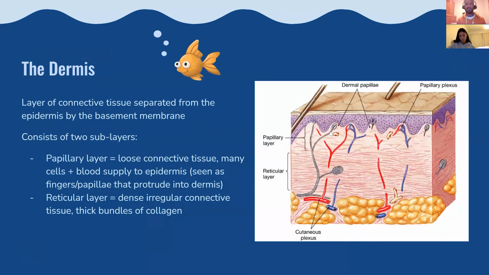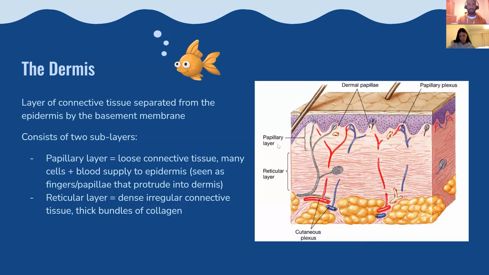Okay, and I mentioned before, the dermis is sort of the main action area. That's where most of the major structures are located. And really, the dermis is a layer of connective tissue, and it's separated from the epidermis by a basement membrane. So all epithelium sits on a basement membrane. And the dermis has 2 sort of sublayers.